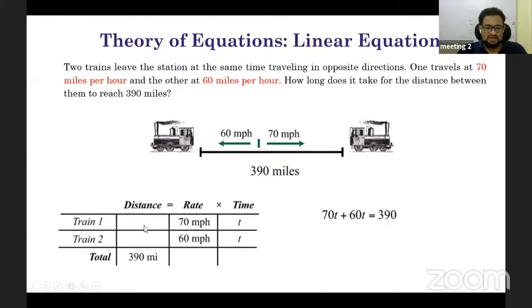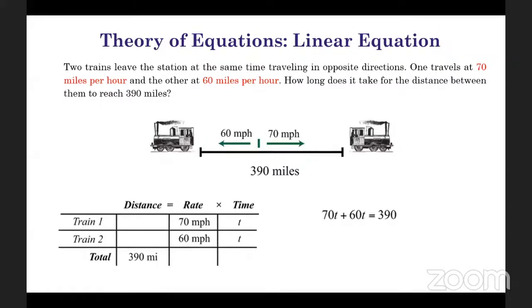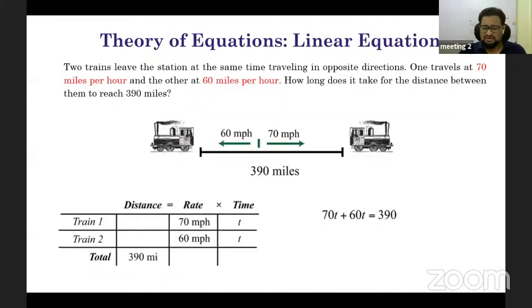So you can get the t value very easily. After that many hours, these two trains are at a distance of 390 miles. That is how in real life we try to solve different problems.